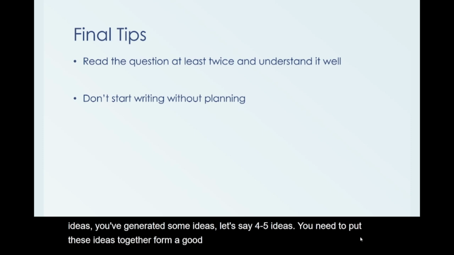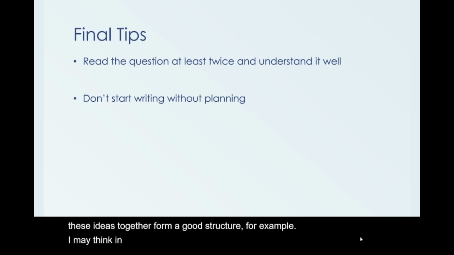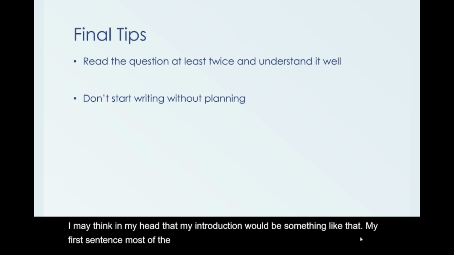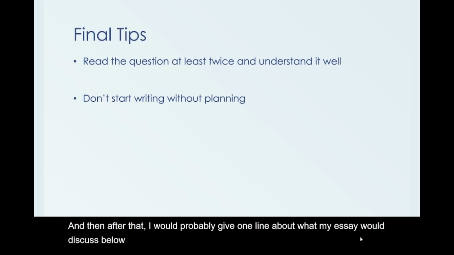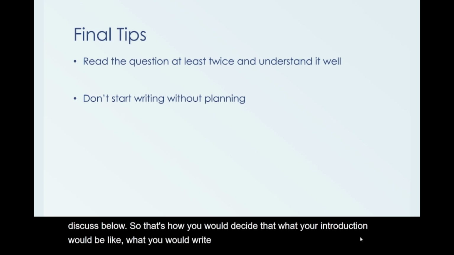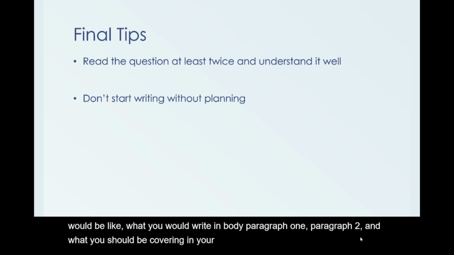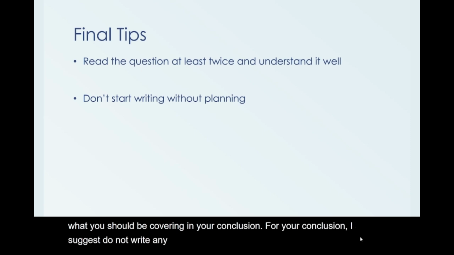For example, I may think in my head that my introduction would be something like this. My first sentence, most of the time, I would paraphrase the question. And then after that, I would probably give 1 line about what my essay would discuss below. That's how you decide what your introduction would be like, what you would write in body paragraph 1, paragraph 2, and what you should be covering in your conclusion. For your conclusion, I suggest you do not write any new information. You're only going to summarize what you've discussed above.